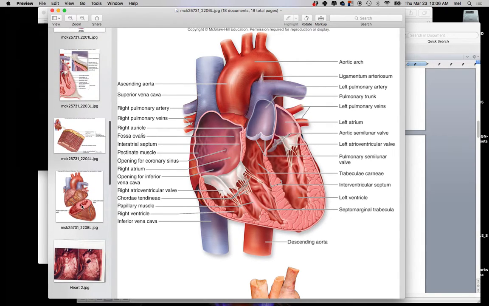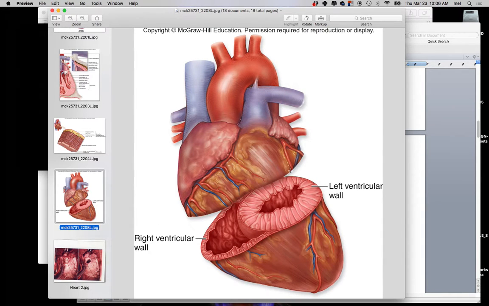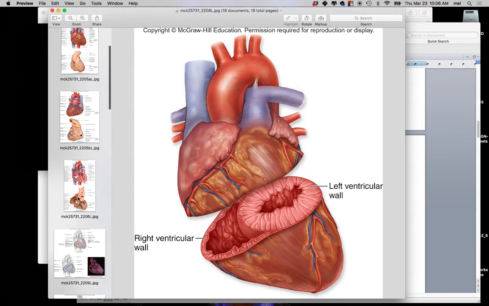Now, if you wanted to see a real difference between the thicknesses of the chambers, you could do a transverse section, and that would show you how much thicker the wall of the left ventricle is than the right ventricle, but it wouldn't show you all four chambers, and we'll talk about why the left ventricle is thicker, and most of you guys probably already know.